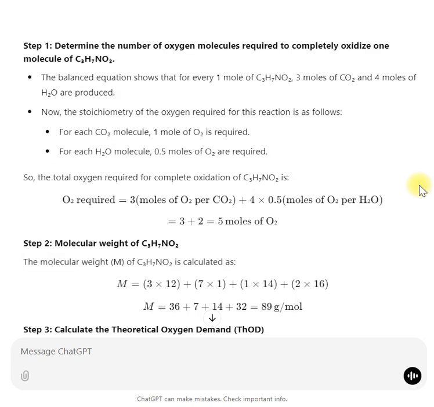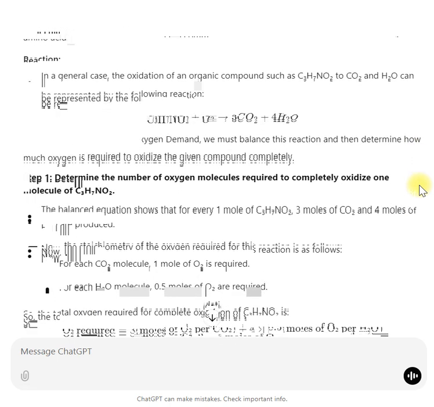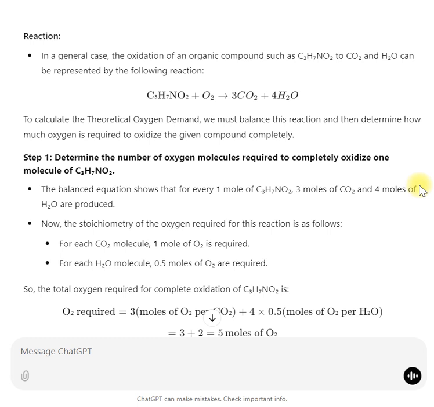Step 1. Determine the number of oxygen molecules required to completely oxidize one molecule of C3H7NO2. The balanced equation shows that for every 1 mole of C3H7NO2, 3 moles of CO2 and 4 moles of H2O are produced. Now, the stoichiometry of the oxygen required for this reaction is as follows. For each CO2 molecule, 1 mole of O2 is required. For each H2O molecule, 0.5 moles of O2 are required.